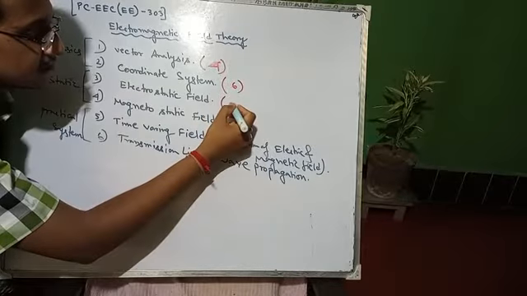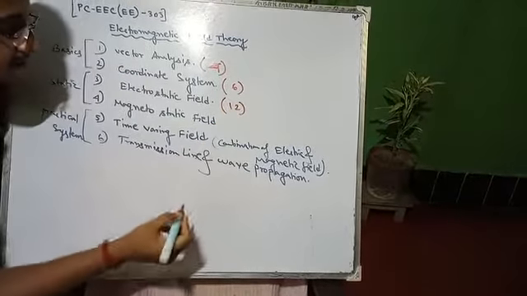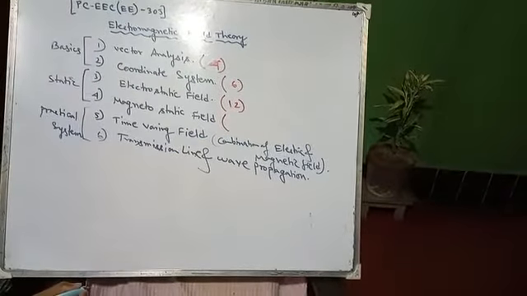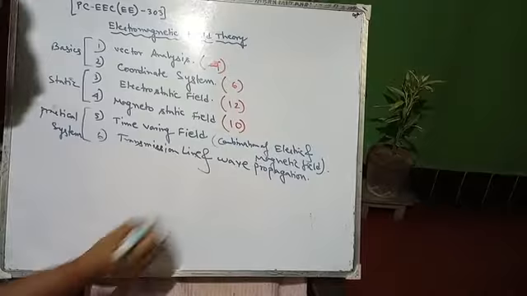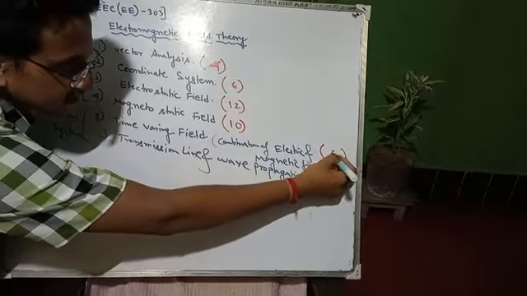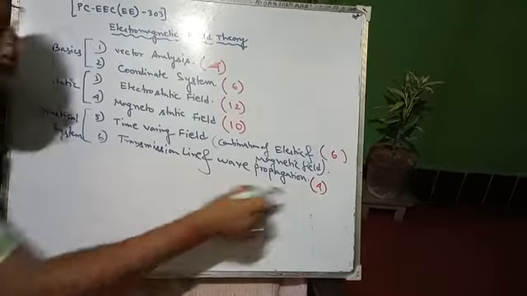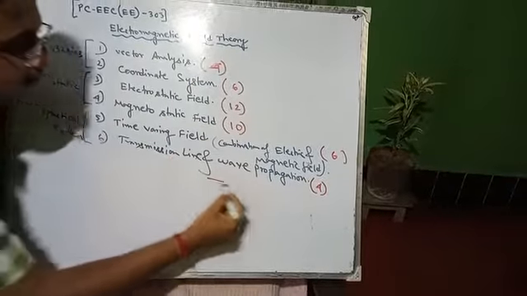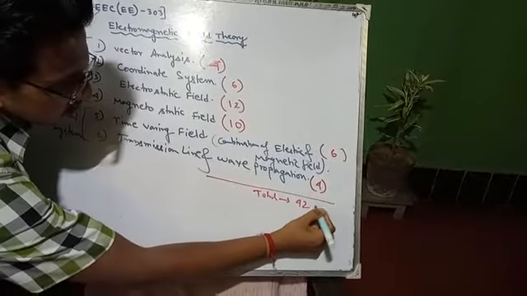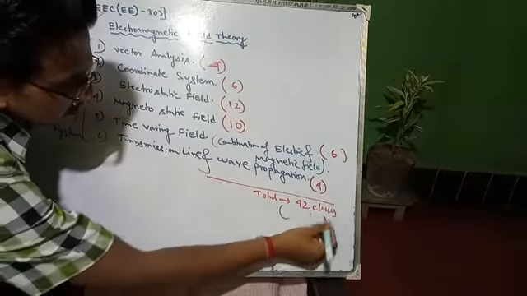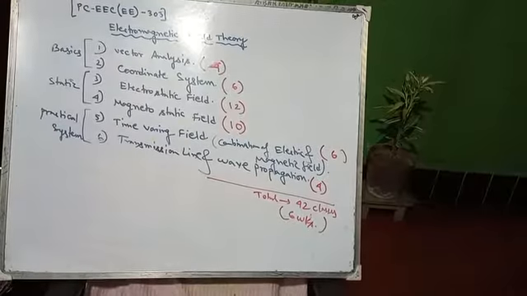Electrostatic field requires 12 classes. Magnetostatic field requires 10 classes. Time varying field requires 6 classes, and the transmission line and wave propagation requires 4 classes. So just see 10, 20, 30, 40, 42. So total number of classes required is 42 classes. So 42 classes means how many weeks? 7 weeks. Sorry, 6 weeks.